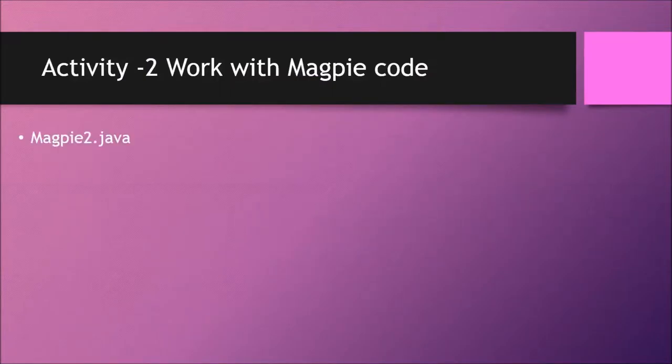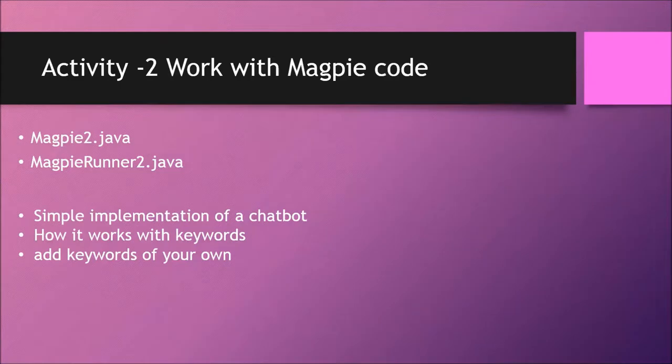Now let's take a look at Activity 2, working with the Magpie code. We would work with these two files in here, Magpie2.java and MagpieRunner2.java. Now in here, we're going to work with a simple implementation of a chatbot. We'll see how it works with the keywords, and then we would add our own keywords.